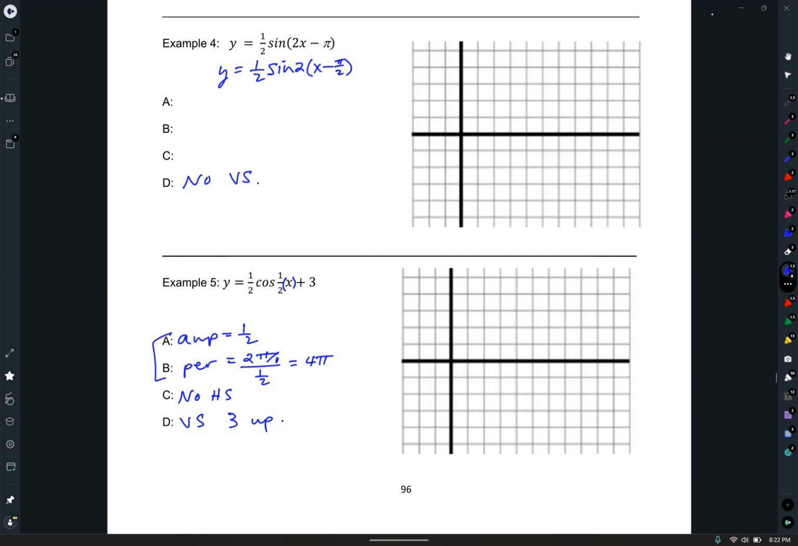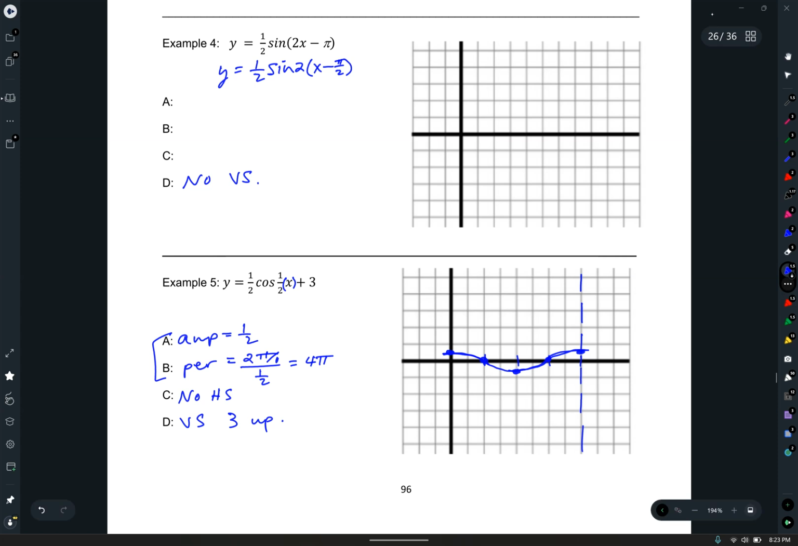So I'm going to put these two on. If I have a period of 4 pi, so 1, 2, 3, 4, here's my period of 4 pi. This is cosine, and cosine normally starts and ends at its maximum. So I'm going to start and end at a half. Halfway, I'm going to be down at -1/2. Halfway between each of those, I'm going to be at 0. So I've got this really squishy, flat cosine graph. Hopefully it still kind of looks like cosine.